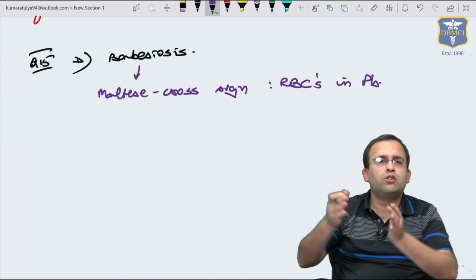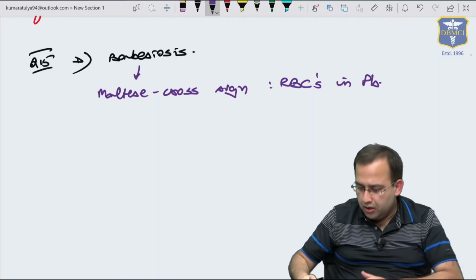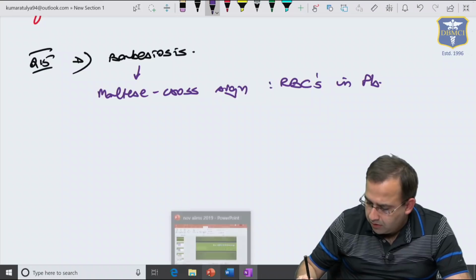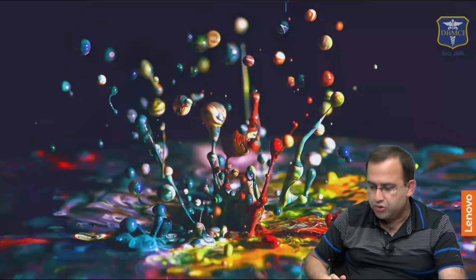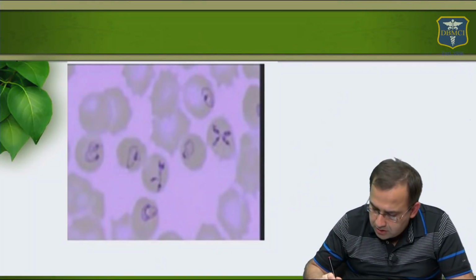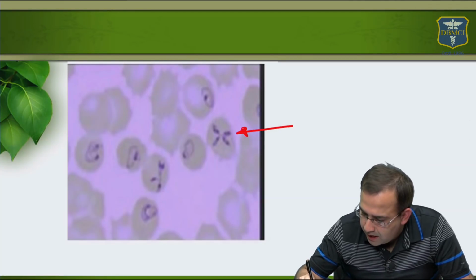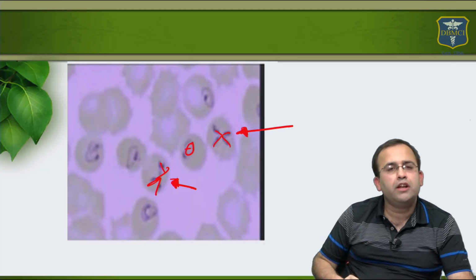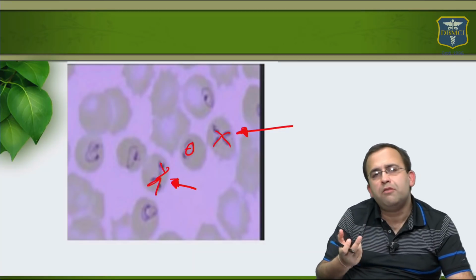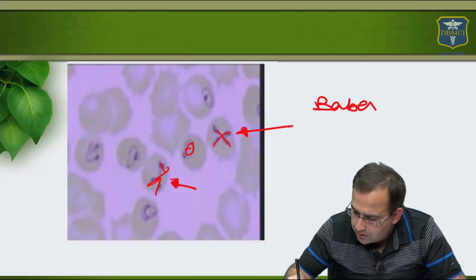Maltese cross is a cross-shaped sign which was a symbol of honor for Greeks in Malta. Now before we go further, let us have a look at what it looks like microscopically. Starting with the first image, what we see here is the presence of RBCs having both these cross-shaped structures as well as rings. Forget the ring part, have a look at the cross. This is the classical Maltese cross sign associated with babesiosis.